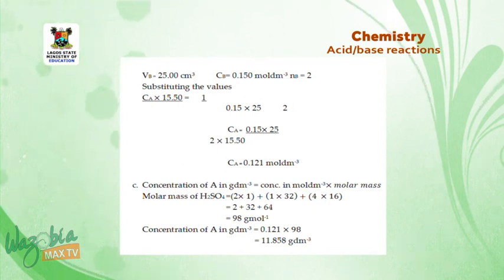C. Concentration of A in gram per dm cube. To calculate this, we are going to use the expression concentration of A in mole per dm cube times molar mass of A. Molar mass of H2SO4 is equal to 2 times 1 plus 1 times 32 plus 4 times 16. 2 times 1 is 2, 1 times 32 is 32, 4 times 16 is 64. Adding this together, we have 98 grams per mole. Concentration of A in gram per dm cube is equal to 0.121 times 98, which is equal to 11.858 grams per dm cube.